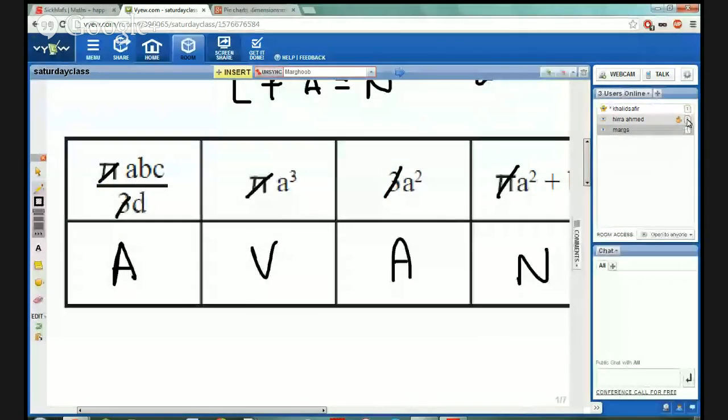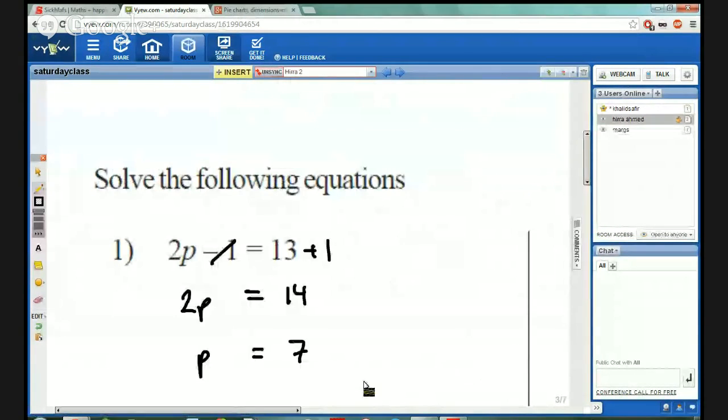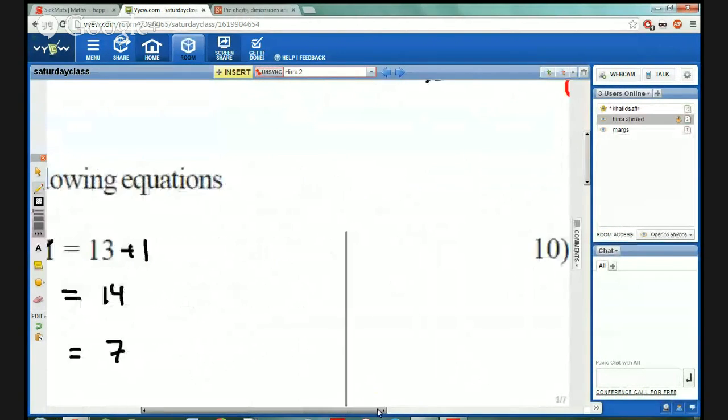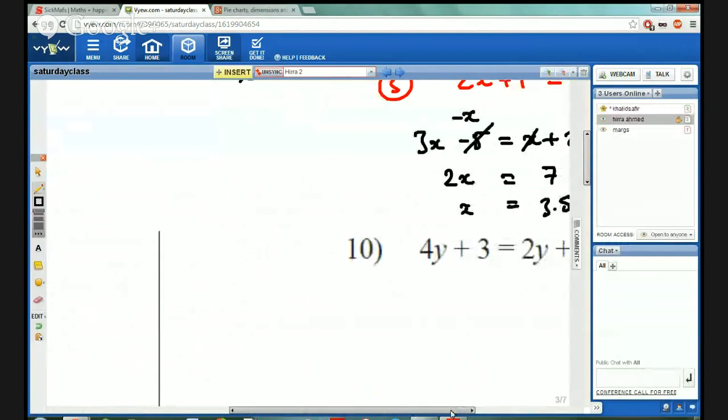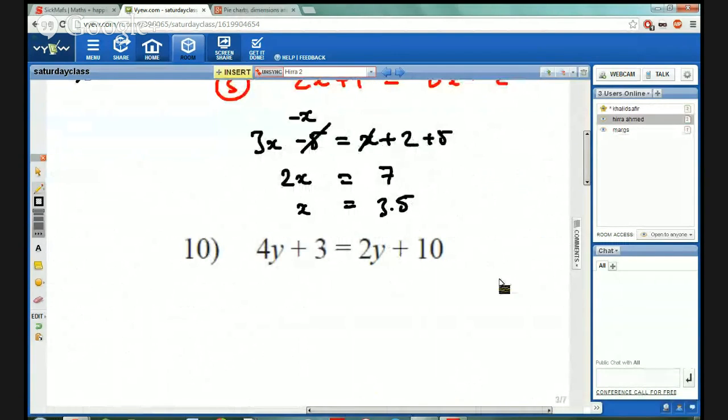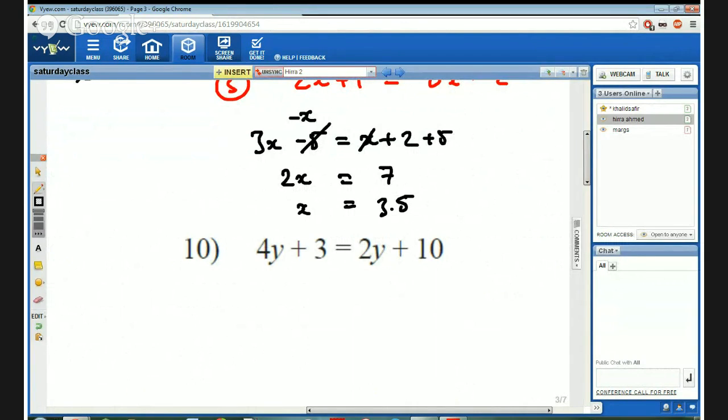Okay, let's go to Hero. I'm back on question now. That was quick, you get back quickly. It's good. And how's it going so far? I'm stuck on question 10.